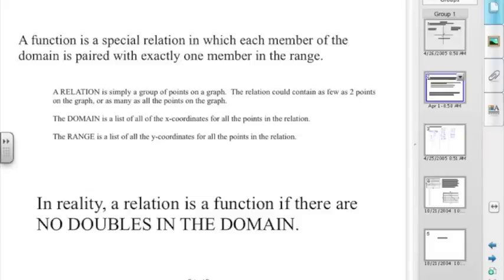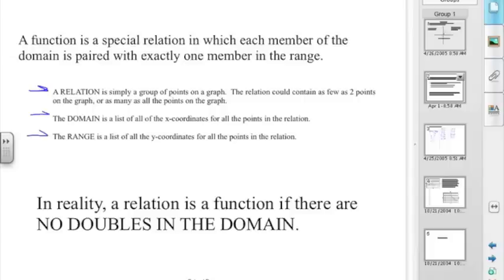A function is a special relation in which each member of the domain is paired with exactly one member in the range. From the last slide, a relation is simply a group of points on a graph. The relation could contain as few as 2 points on the graph or as many as all of the points on the graph. But a relation is just points on a graph. The domain is a list of all of the x coordinates for all of the points in the relation, and the range is the list of all of the y coordinates for all of the points in the relation.